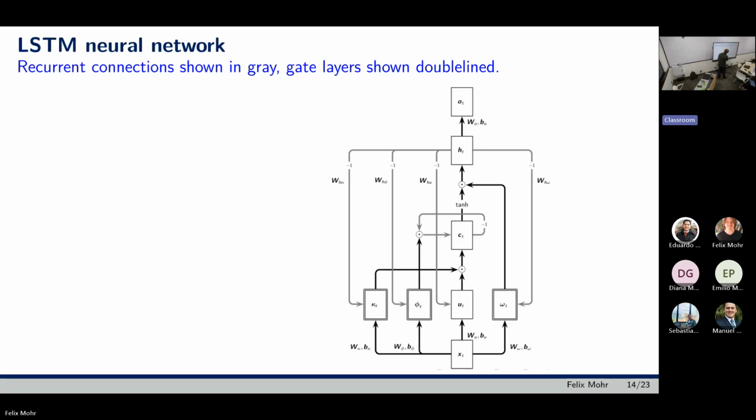So the kappa controls how much of this update vector UT you want to incorporate into your new brain state. And the phi controls how much of the previous brain state you want to incorporate into your brain state. And the omega controls how much of the brain state you want to consider in the update for the interface state.